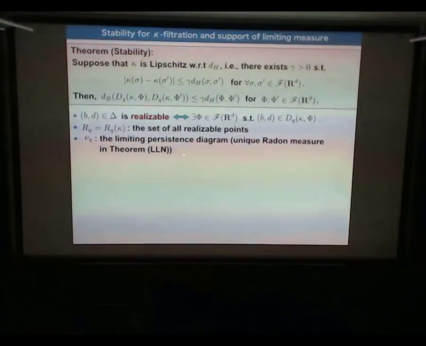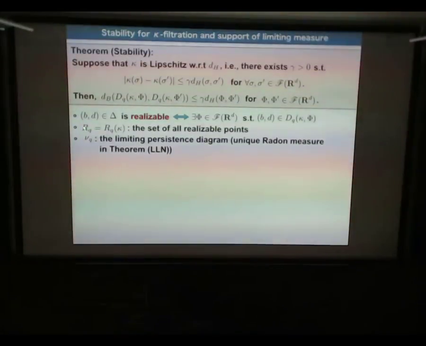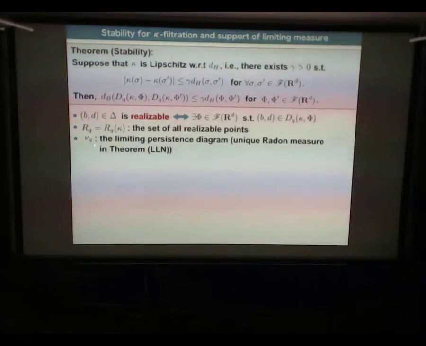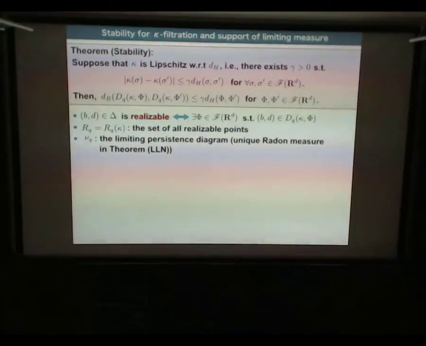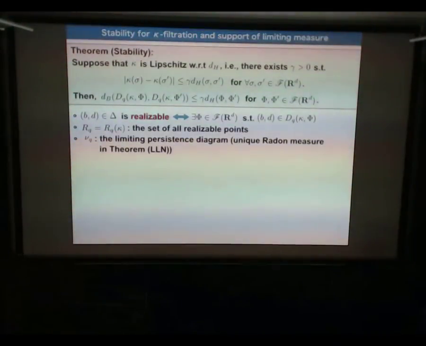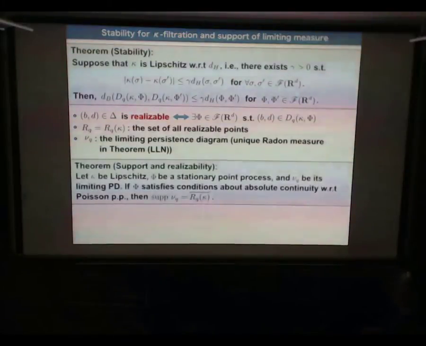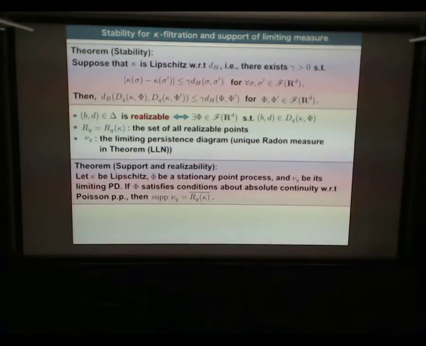Then let me finalize my talk. Say a birth-death pair (B, D) is called realizable if there exists some point cloud achieving that birth-death pair. And let me denote by R the set of all realizable points. And let mu, as before, be the limiting persistence diagram, which is guaranteed in our main theorem. Then we can show the following theorem.